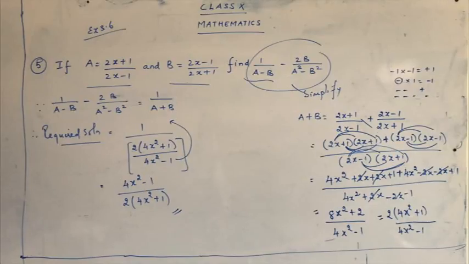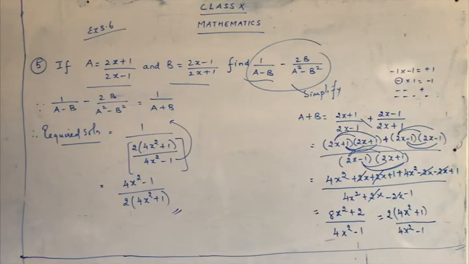Okay, done. So let's go for the next sum. Take down the next question. So we are going to do the fifth sum now. Fifth sum we have done. Yes, children, we have completed the fifth sum. So now we are going for the sixth sum.